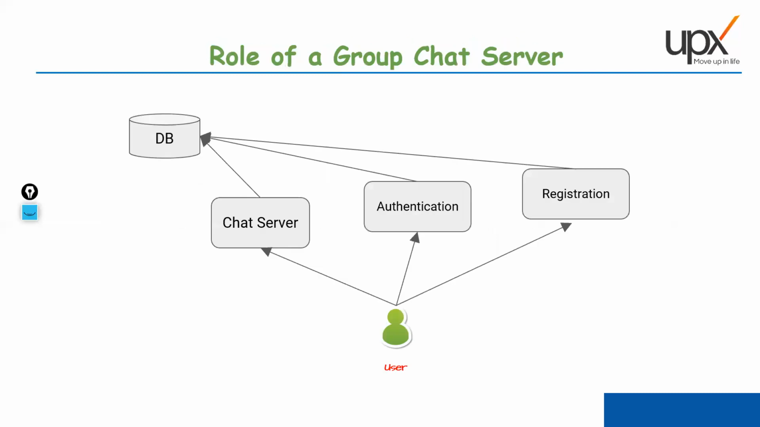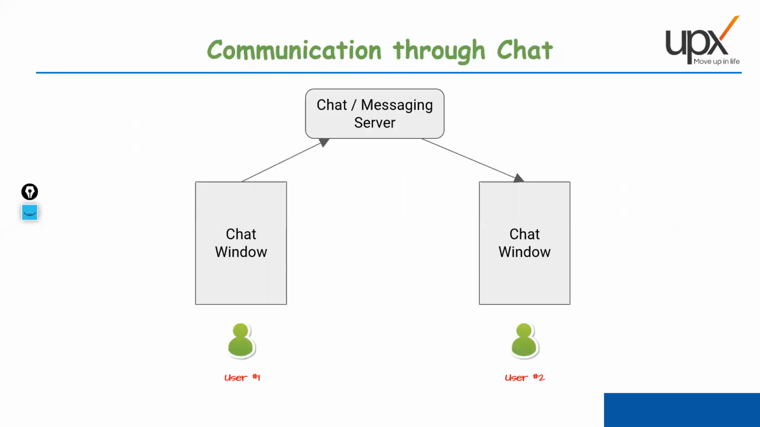Generally, the role of a group chat server is that you have a user, right? His registration and authentication are done. First he registers, and then he authenticates, and then this chat server extracts information from the database, and it helps in dissemination of information that one user is typing or posting to other users in the network. So this is how a group chat server is set up, and this is how the communication through chat happens.